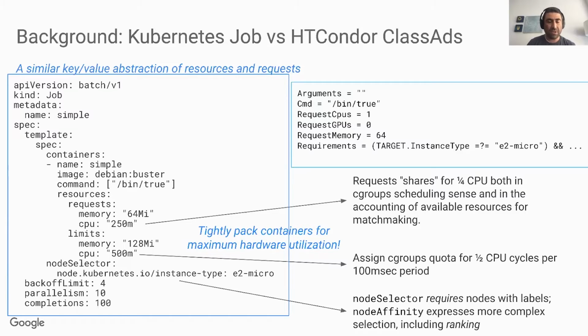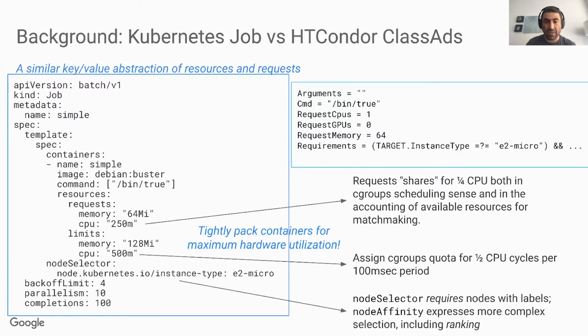Basically, the scheduler will try to find a node with a minimum of this much resources to assign the pod to. The limits specify the upper limit of how much resources the pod or the container can use on the node, if there are free resources on the node that are not being used.